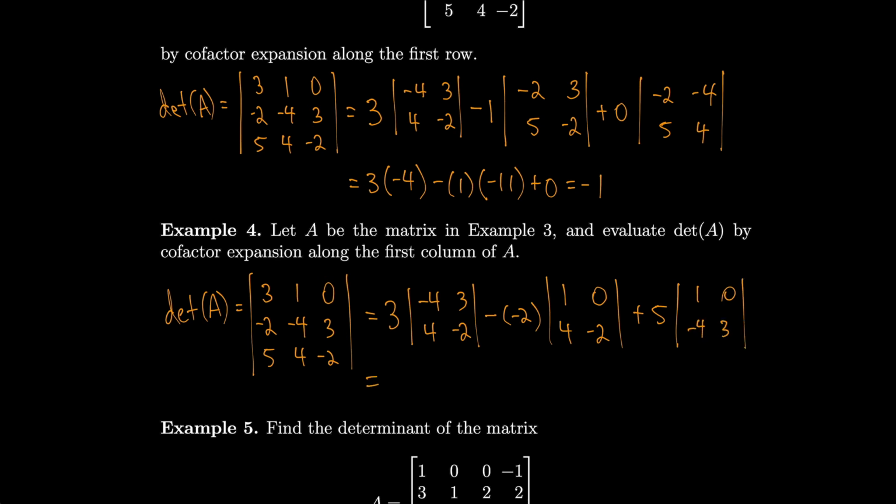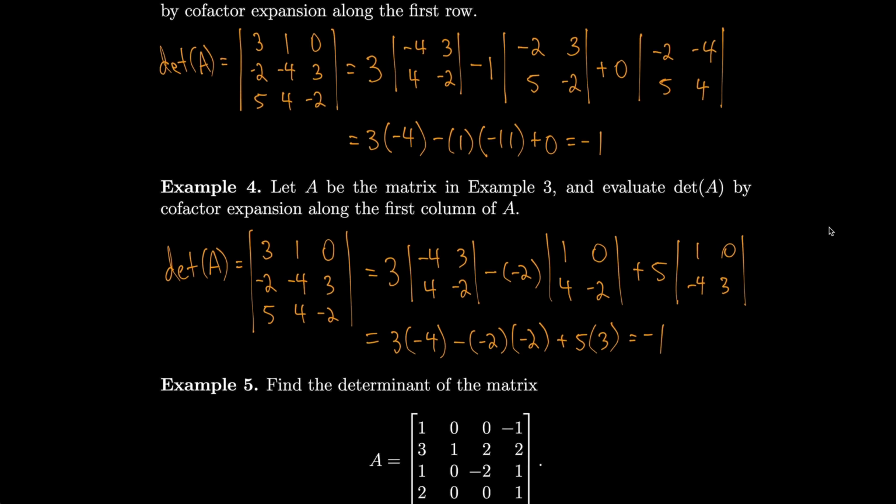Okay, so then we'll multiply everything through. We get 3 times minus 4 when we take the first determinant, minus the minus 2 times this determinant, plus 5 times 3, and it ends up being negative 1, which is the same as our previous result, as expected. It doesn't matter which row or column we choose.